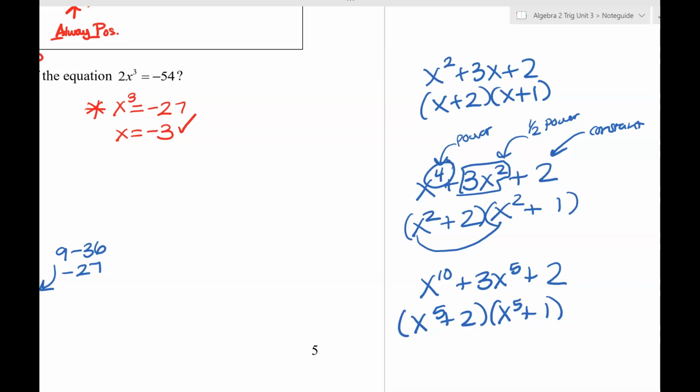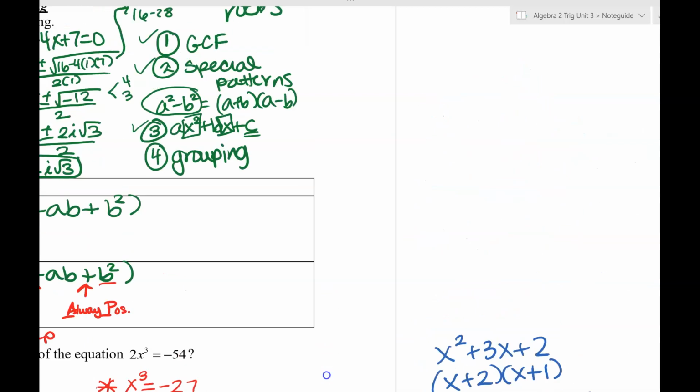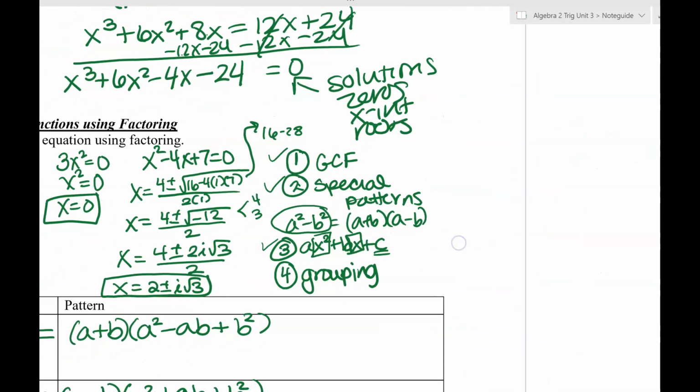So I just wanted to reiterate that, because as we look at these factoring steps that we gave you guys, there's not just a quadratic here, it's anything that fits that quadratic pattern. You can still factor even if it's higher powers. So I just wanted to make sure you guys were aware of that.